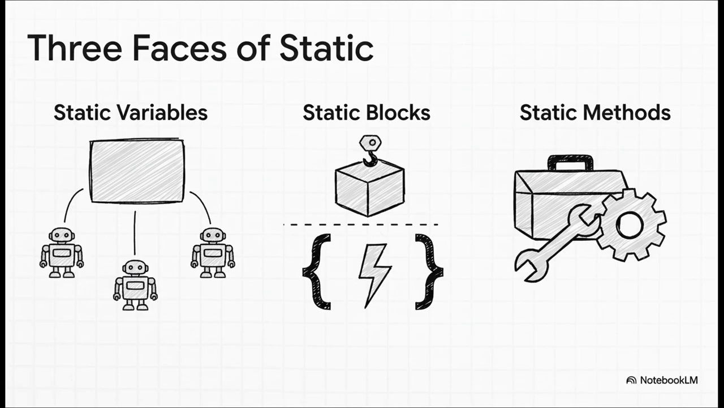So first up, static variables. These are basically shared data. Imagine a counter on our house blueprint that tracks how many houses we've built. That's a static variable. Then you have static blocks. This is code that runs one time and only one time, right when the class is first loaded into memory. It's perfect for any initial setup you need to do. And last, we have static methods. These are just functions that belong to the blueprint itself. They're like utility tools that you don't need an actual house to use.